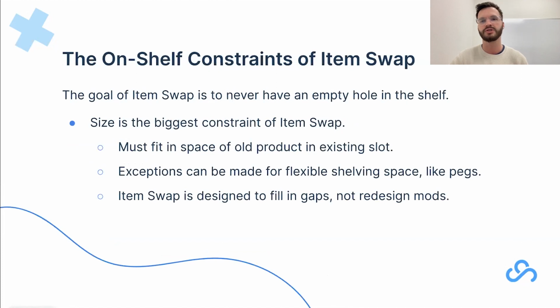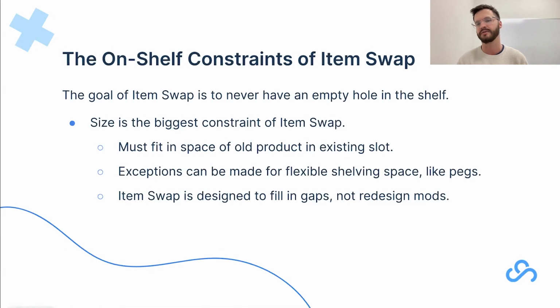Okay, on-shelf constraints of item swap. Item swap is flexible, but it is not entirely flexible, okay? There are some kind of parameters within which item swap can work, okay? So to get back to the beginning, to get back to that original graphic, right? The purpose of item swap is to never have an empty hole in the shelf, right? The whole purpose is to kind of create this full shelf experience for Walmart's customers.